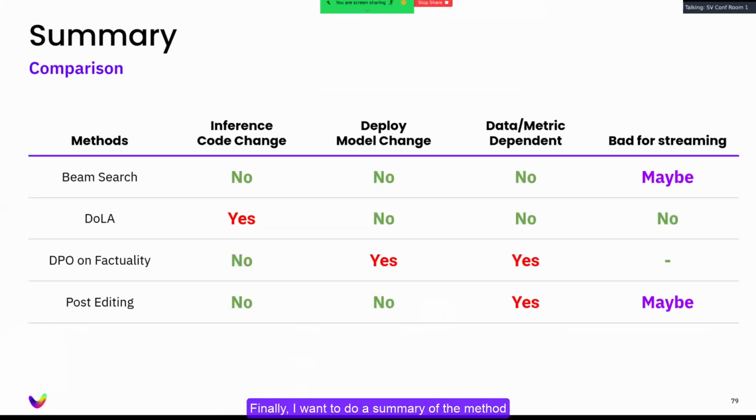Finally, I want to do a summary of the methods I just introduced. Firstly, I taught you two methods in the decoding strategy at inference time: beam search and DOLA. For the third method, DPO on factuality is the algorithm you can use to fine-tune an LLM for factuality. And finally, post-editing is what you can do after a model has already generated its response. This table summarizes the advantages and disadvantages of these different techniques.